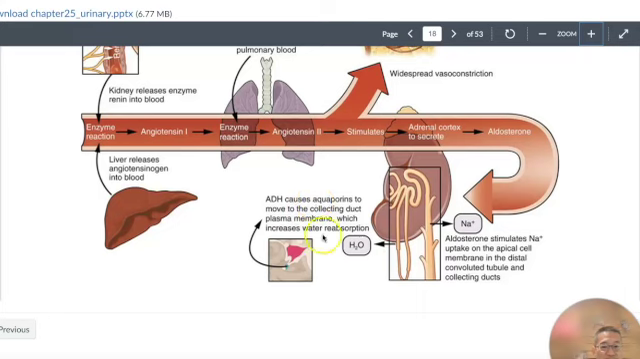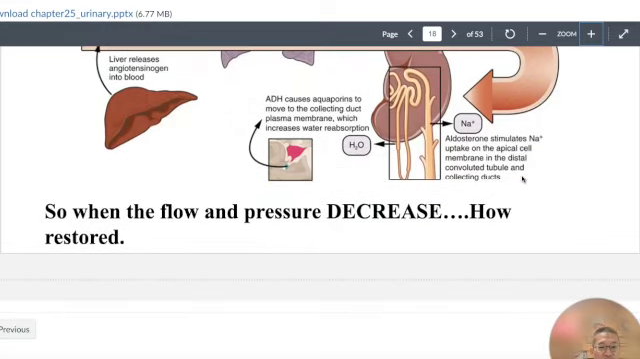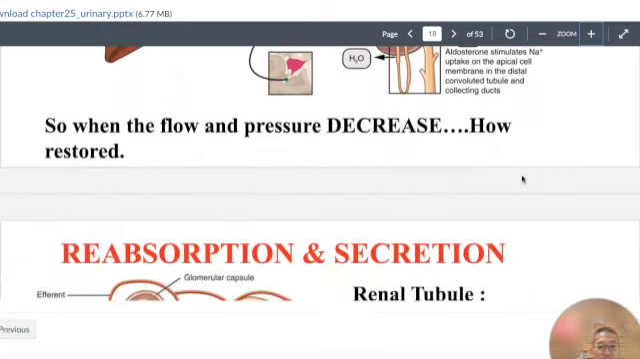Then it will also cause sodium and chloride to be absorbed in the proximal convoluted tubule and the loop of Henle. Sodium will be absorbed, and water will come with sodium. And then lastly, it will cause the adrenal, which is a hormone-producing gland right on top of the kidneys, to release aldosterone to control your blood pressure. So that's how the blood pressure is restored.